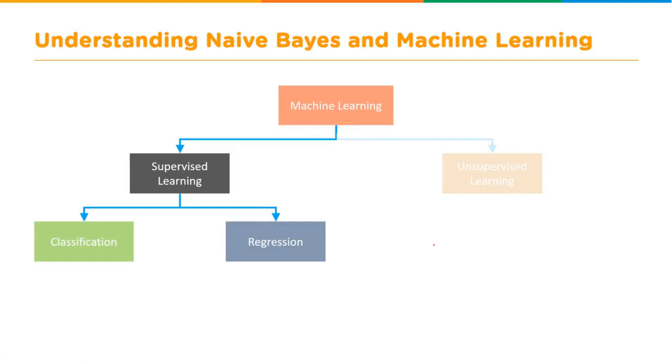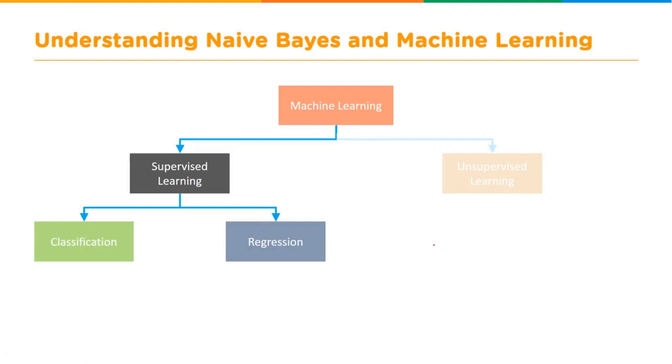Suppose we give an image consisting of a dog and a cat. The machine learning model will do the image processing, and then it will try to find out where the dog is placed and where the cat is placed. It will try to classify the objects based on particular features.